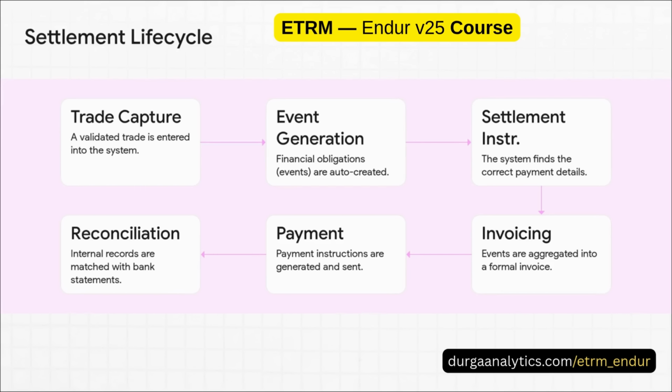It all kicks off with a validated trade capture. From that point, Endur automatically generates all the financial obligations. We call that event generation. The system then automatically finds the right bank details using settlement instructions, pulls these events together for invoicing, and then creates the payment instruction. The loop finally closes with reconciliation, where your internal records get matched up against bank statements. It's a clean, systematic, and totally auditable journey from trade to cash.